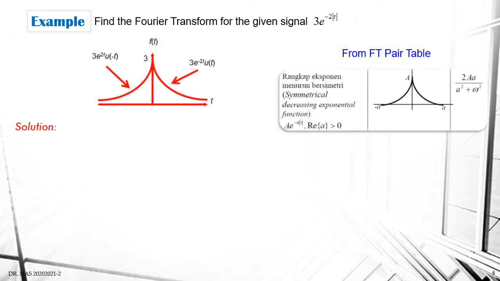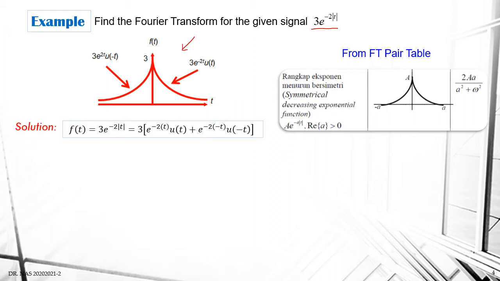Let's look at the first example on superposition. You need to find the Fourier transform for the given signal 3e^(-2|t|). This equation can also be represented in this signal shape. It is basically the combination of two signals, one on the left-hand side and one on the positive t. When you have a Fourier transform operation, you need to have your Fourier transform table in hand. So compare the given equation with the signal you have.